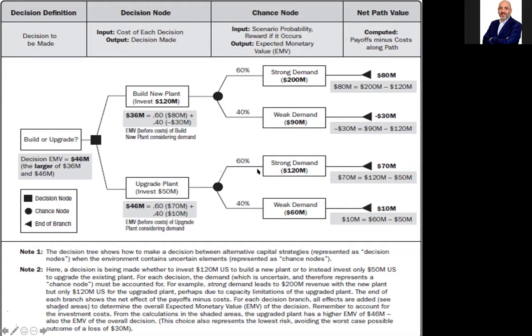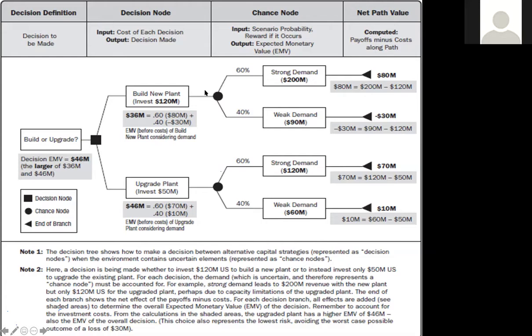So where shall I go? How can I decide? This is where decision trees come to the rescue. So what are we saying? We're saying we have here strong demand at 60%. Okay? But there's an initial cost of building the new plant, which is 120 million dollars, and the initial cost of upgrading the plant, which is $46 million. Now, if I make a decision tree directly, I'll tell the sponsor to go ahead and invest in building a new plant because we can get 200 million. But what did I not take into account?